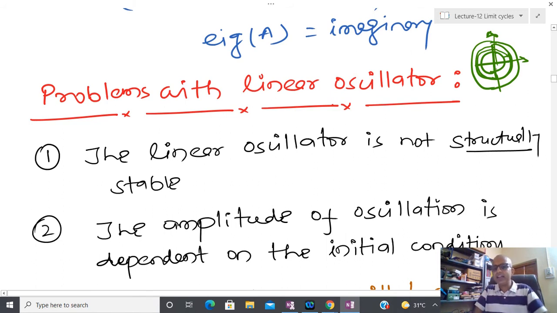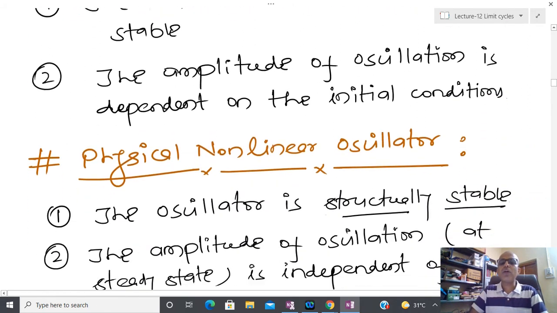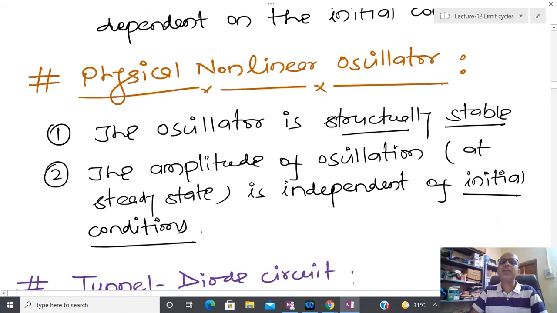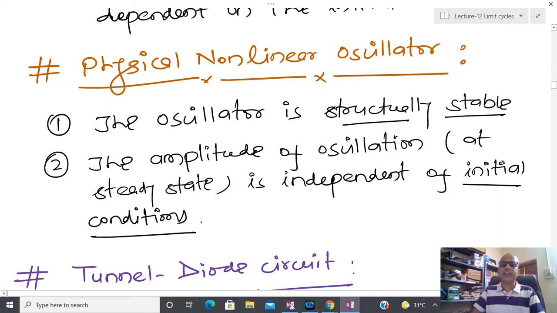You can see here what the meaning of structural stability is in the case of an LC oscillator. Since some kind of resistance is always involved inside the circuit, the oscillation phenomenon will disappear after some time, after finite time. And due to that reason, people started looking for ways to construct a nonlinear oscillator.